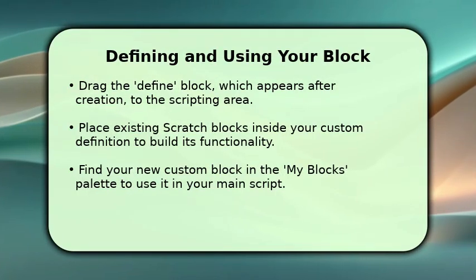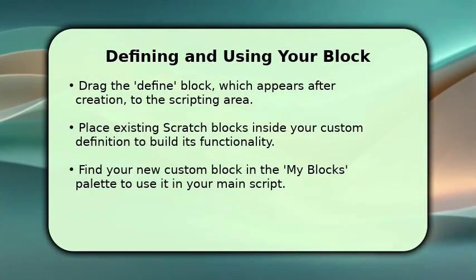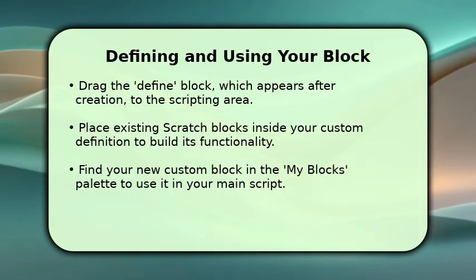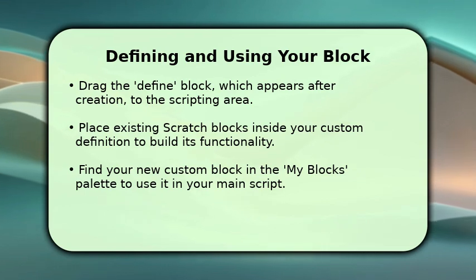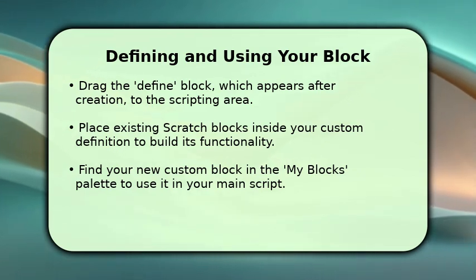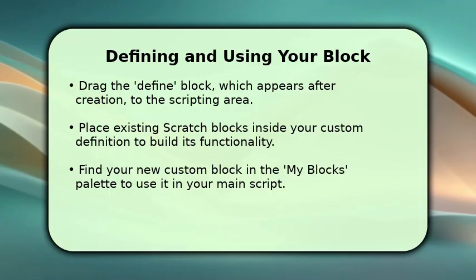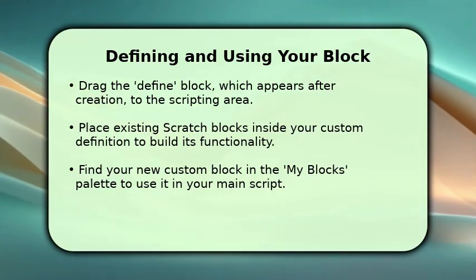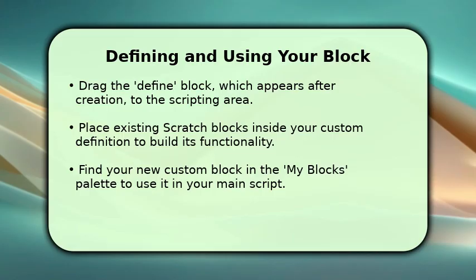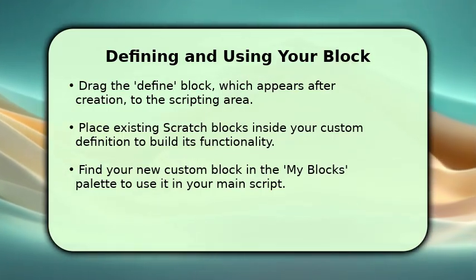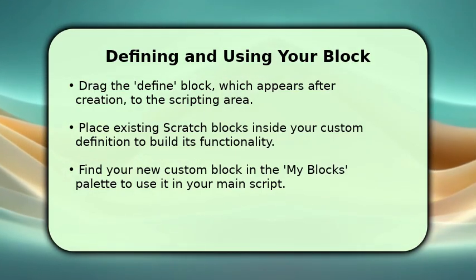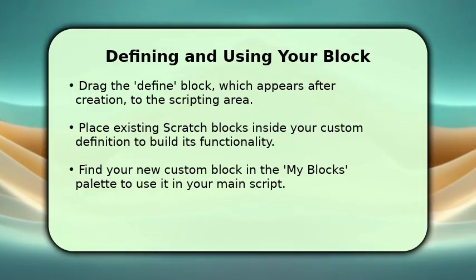Once you've created your block, a special Define block will appear in your scripting area. This is where the magic happens. Drag this Define block to an empty spot and then place all the existing Scratch blocks that make up your custom action inside it. For example, if your block is Draw Square, you'd put 4 Move and 4 Turn blocks here. Now, your custom block is ready to use. Just drag it from the My Blocks palette into your main script, providing any input values it needs.